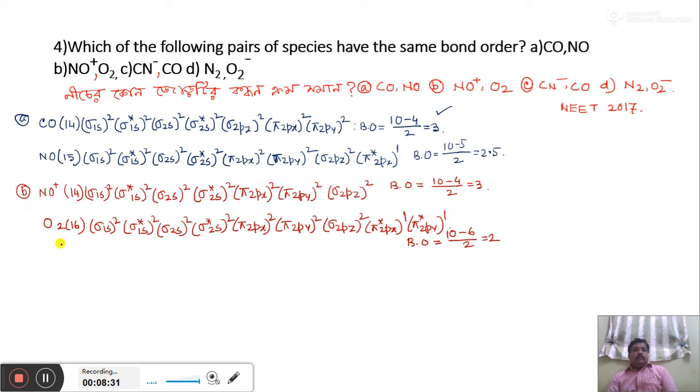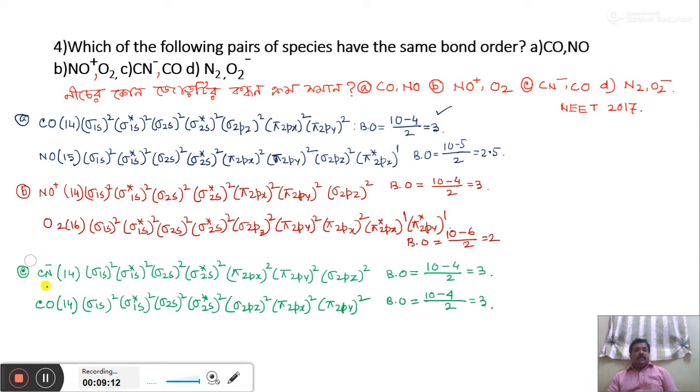In case of NO+, total electrons are 14 and its bond order is 3. In case of O2, total electrons are 16 and its electronic configuration is sigma 1s2, sigma star 1s2, sigma 2s2, sigma star 2s2, sigma 2pz2, pi 2py2, pi 2px2, pi star 2px2, pi star 2py2. Here bond order is 2. So NO+ and O2 have different bond orders, so option B is not correct.